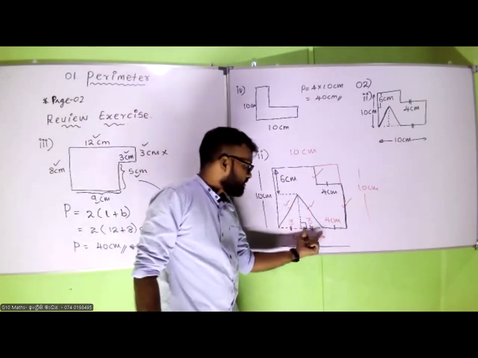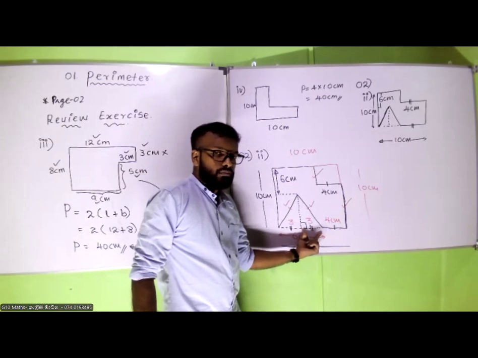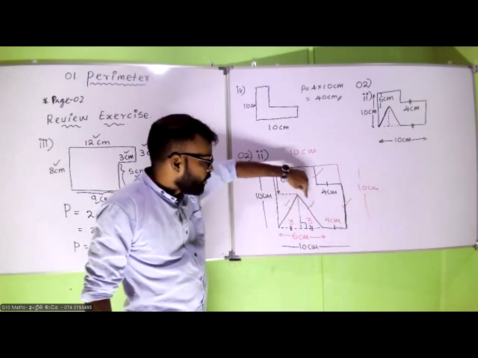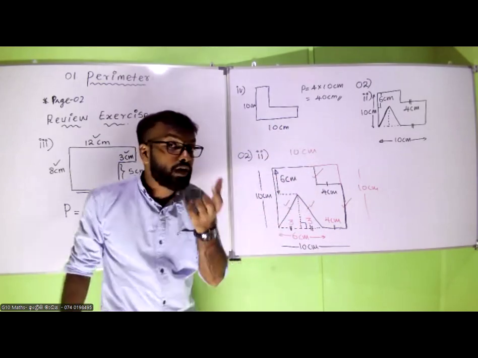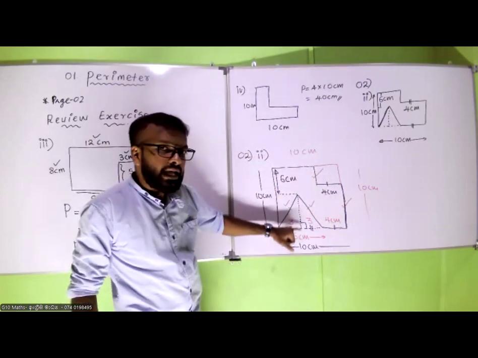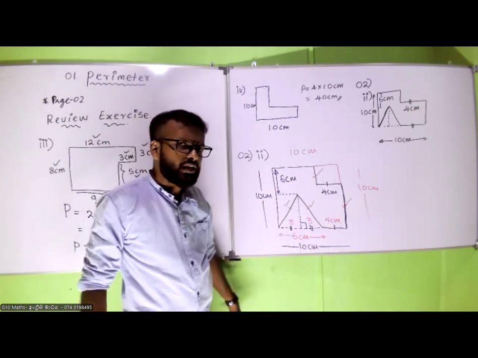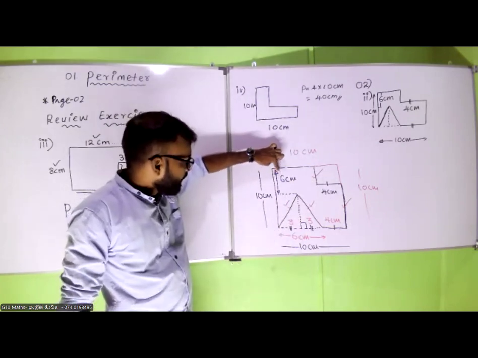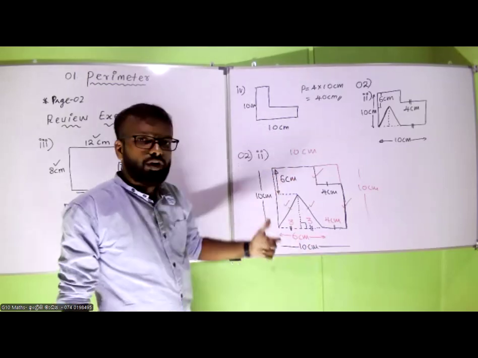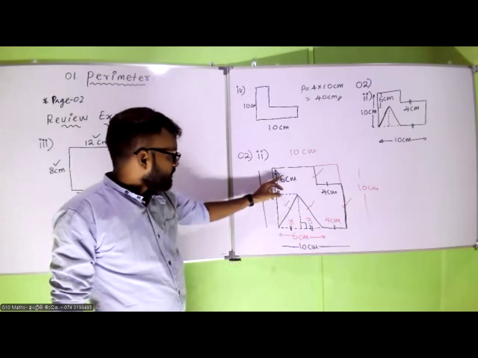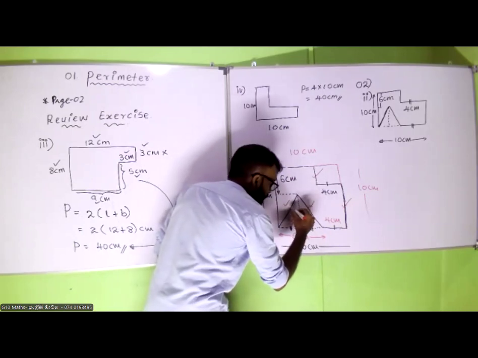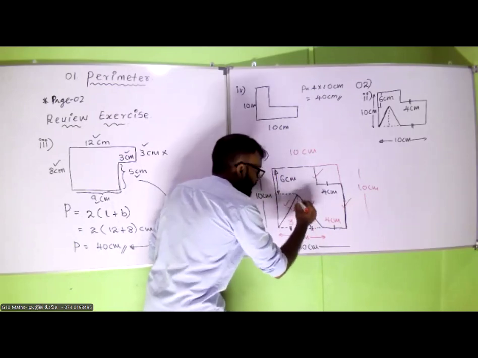Now in your right angle triangle, you know the base. You need to find this height in order to find the length of hypotenuse. How do you find that height? Very easy. This length has been given as 6 centimeters. So 10 minus 6, this length is 4 centimeters.